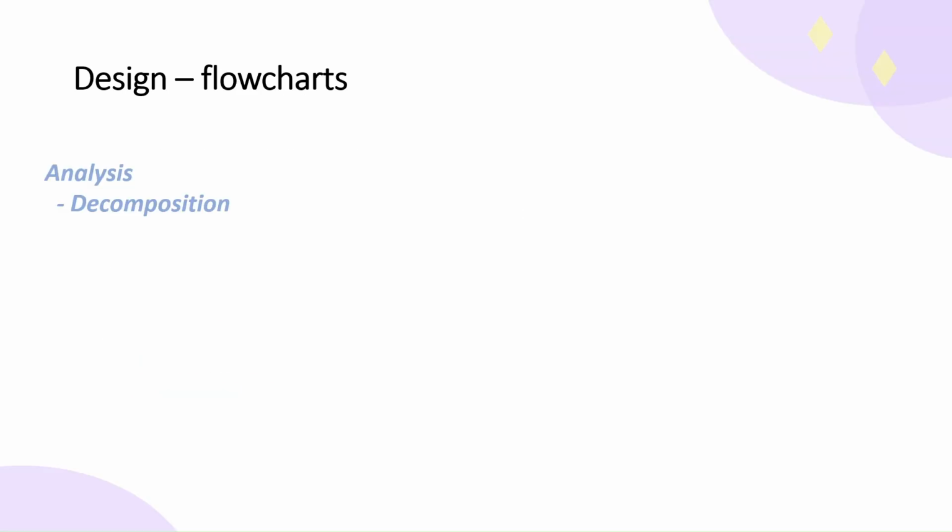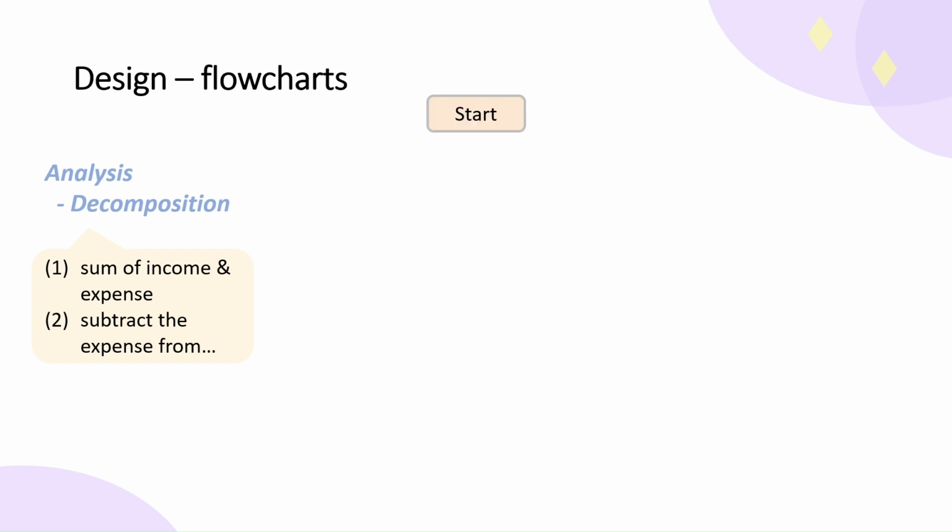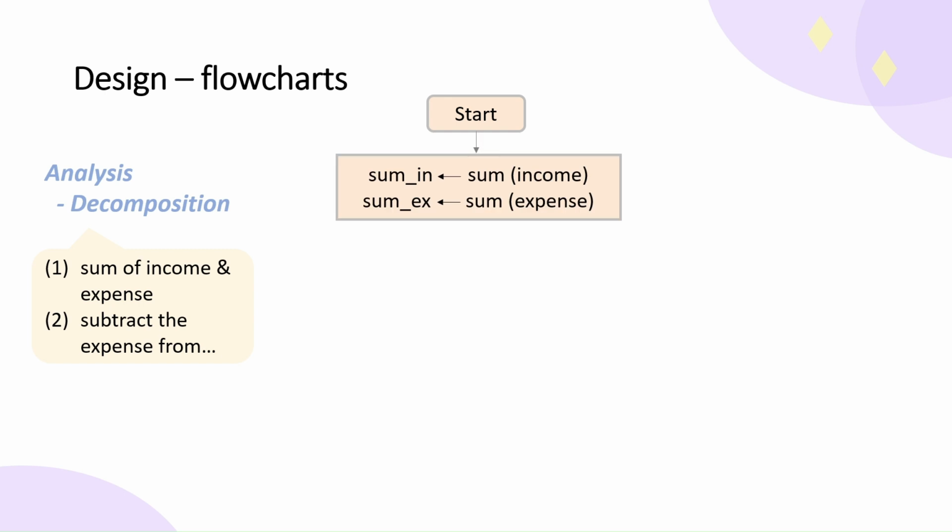First, the flow chart. If in the analysis process, to calculate the remaining money, you decompose it into 2 steps or 2 smaller problems, how would you represent your solution using flow charts? Let's see. Here the solution starts. Assume you already calculate the sum of income and sum of expense, and you assign these 2 values into sum in and sum x variable.